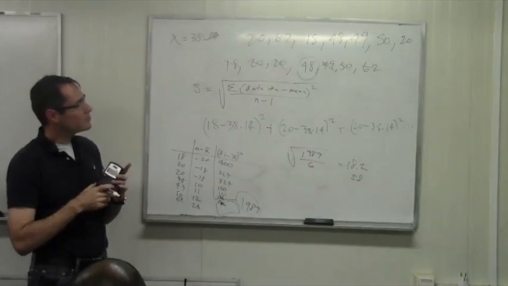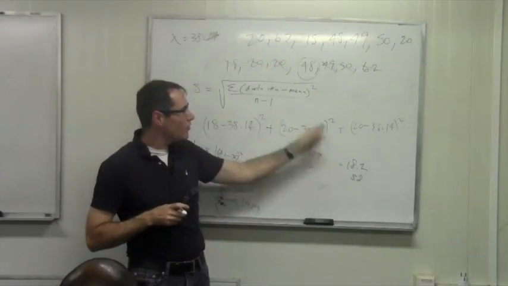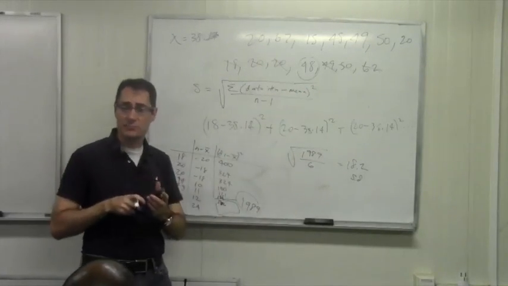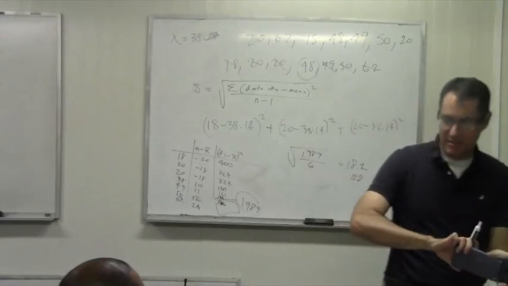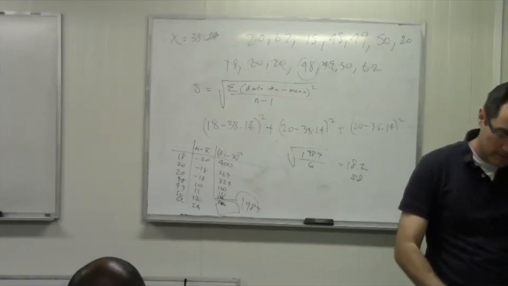And if you look at the numbers, there's a pretty big range here. So 18.2 for a standard deviation is pretty good. That sounds about right. Okay? All right.